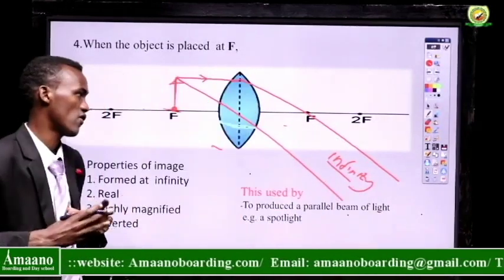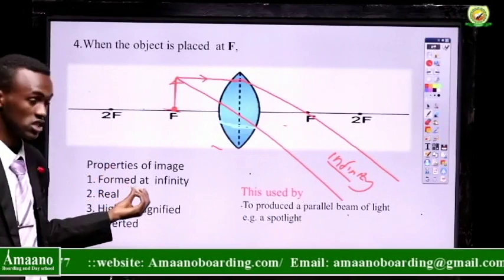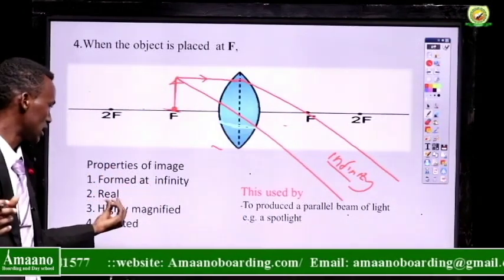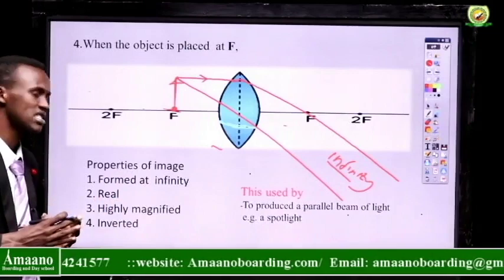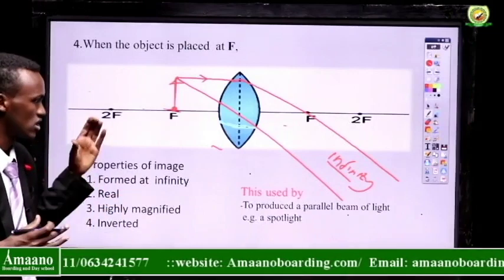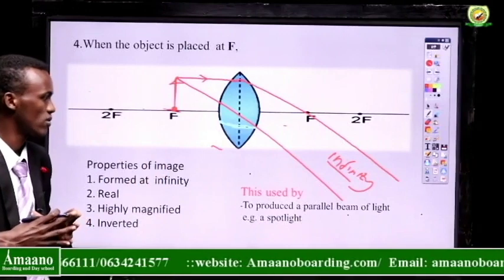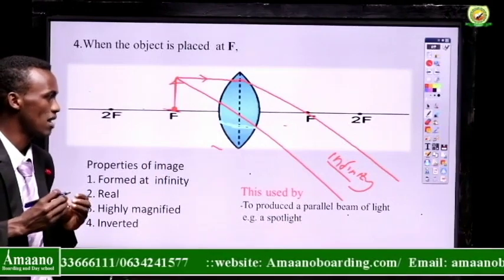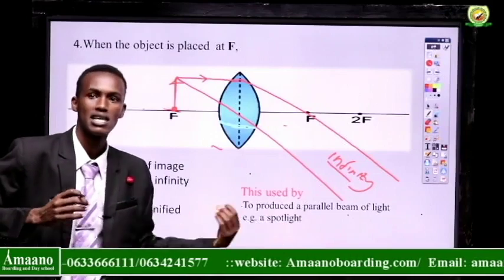Okay, properties of this image: it forms at infinity. It is real. Also, it is highly magnified. It is inverted. So this image formation is used to produce a parallel beam of light, in spotlights.